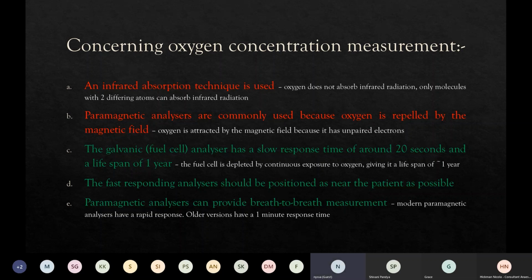Paramagnetic analyzers are commonly used because oxygen is repelled by the magnetic field. That's false. Oxygen is attracted to the magnetic field because it has unpaired electrons in its outer orbit, so they're attracted to the magnet.